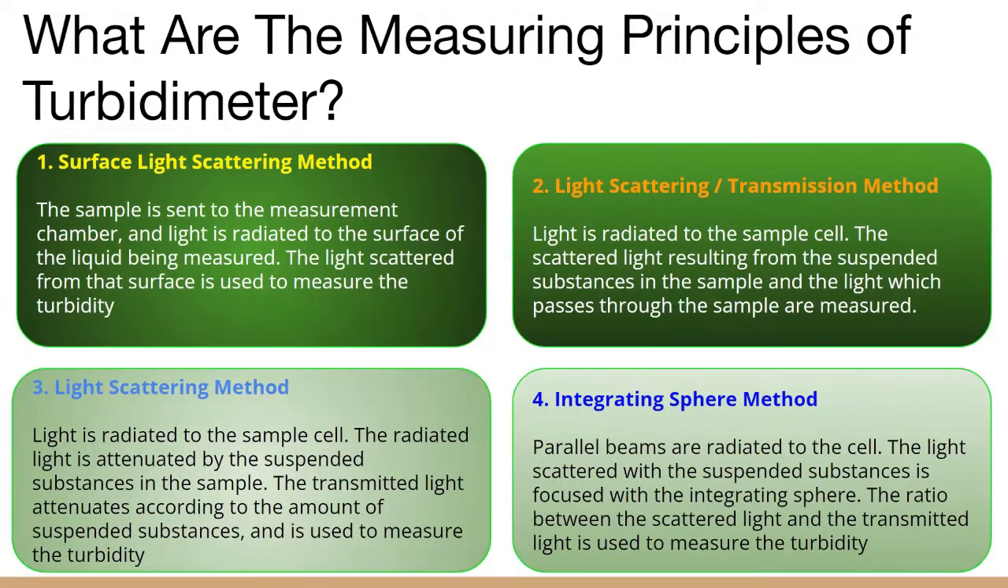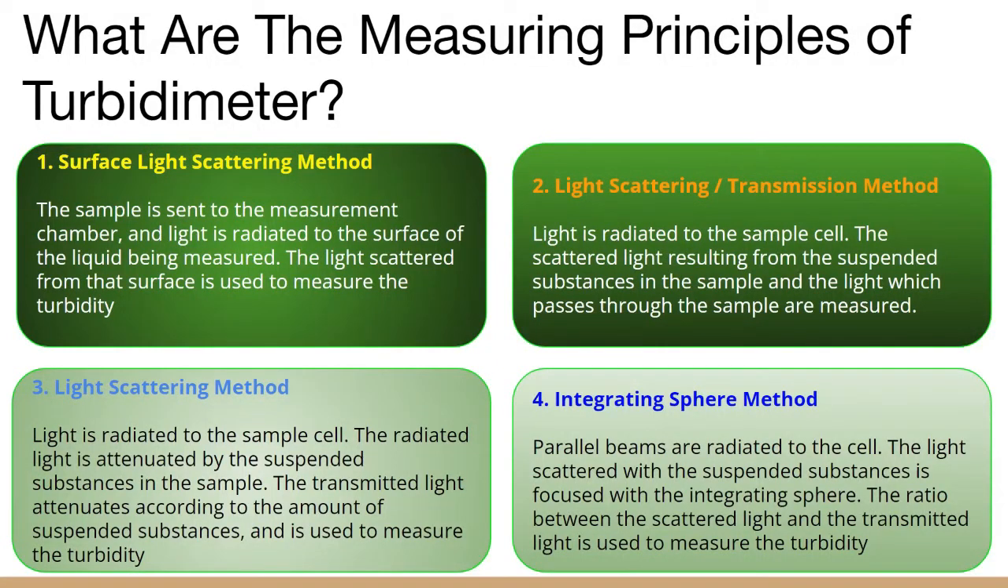Number 2. Light scattering or transmission method. Light is radiated to the sample cell. The scattered light resulting from the suspended substance in the sample and the light which passed through the sample are measured. Number 3. Light scattering method. Light is radiated to the sample cell. The radiated light is attenuated by the suspended substance in the sample. The transmitted light attenuates according to the amount of the suspended substance and is used to measure the turbidity.